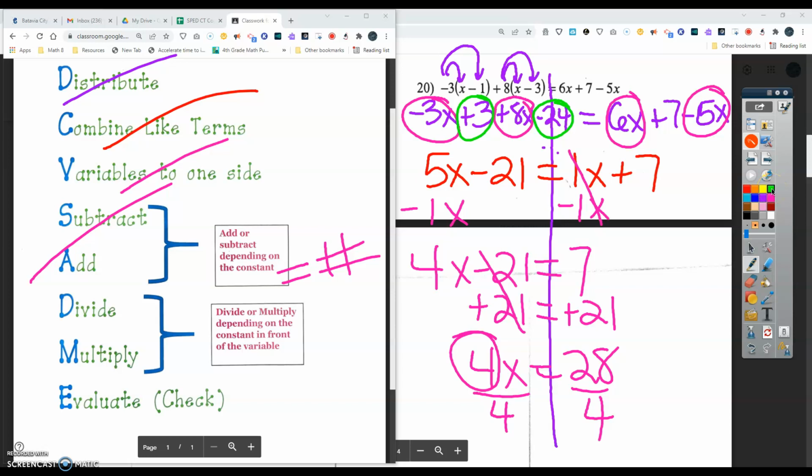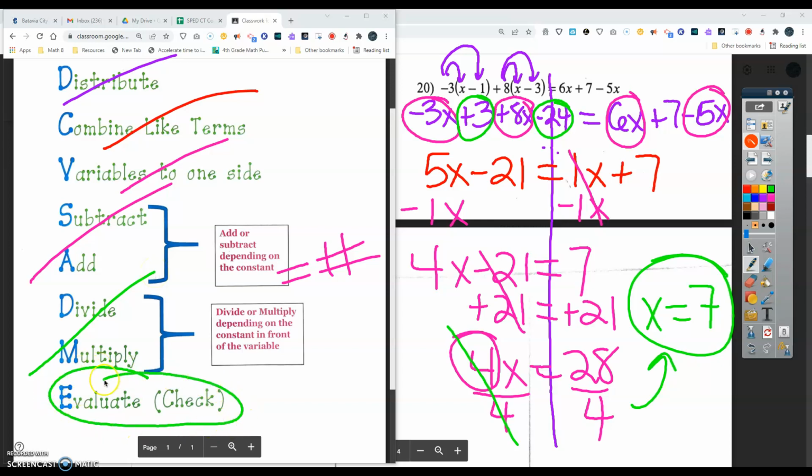So I'm going to turn over to green. These 4's cancel out. That makes 1. That makes sense because that leaves x. So over here I have x equals, what's 28 divided by 4? And you should be saying in your head it's 7. So I just did this entire check sheet. I crossed those off. Evaluate and check.